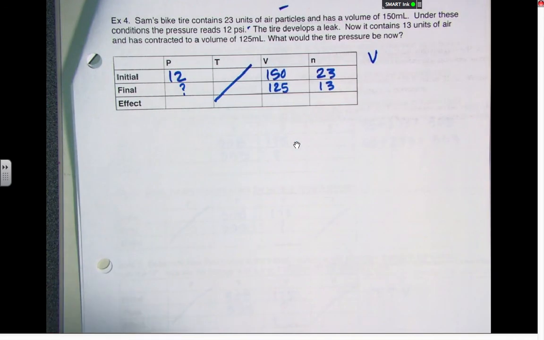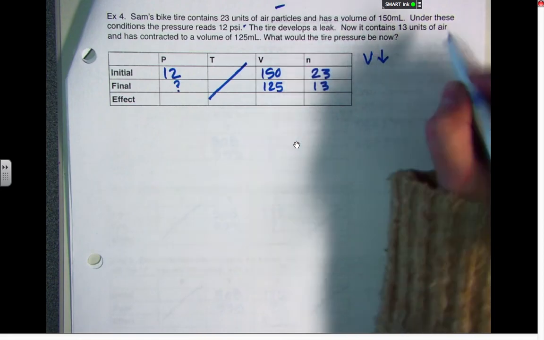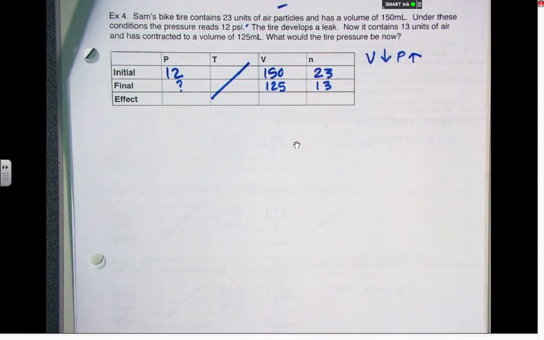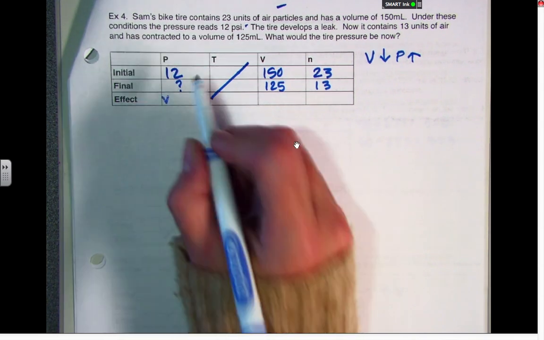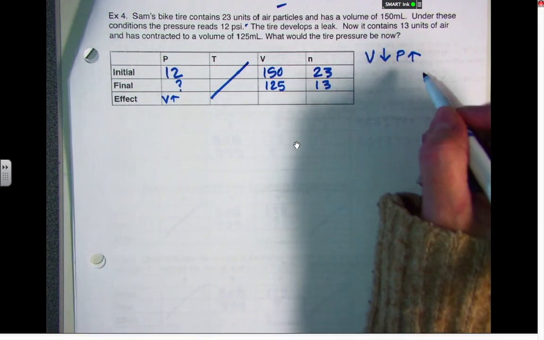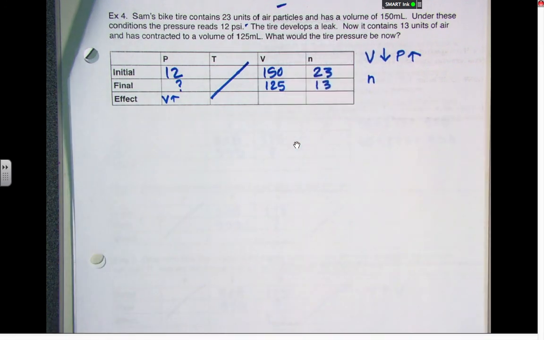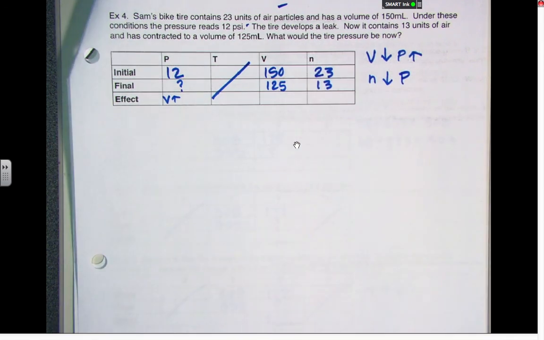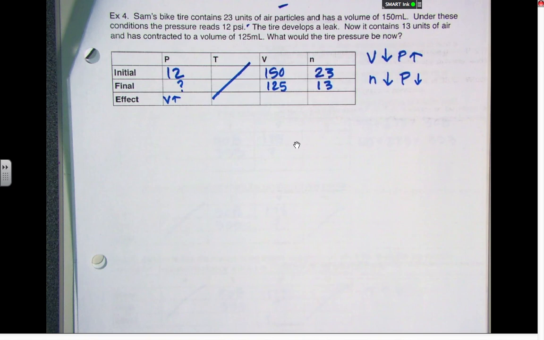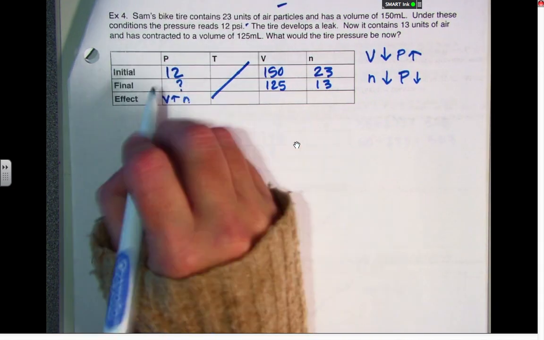So we look at what our volume did. So volume, did it go up or go down? It went down. So what do we expect the pressure to do? We expect the pressure to have an inverse relationship, so we expect the pressure to go up. So that means when I set up the fraction with the volume, I have to put the larger number on top. Our number of particles, what did they do? They went down as well. In relationship to pressure, pressure and number of particles have a direct relationship, so we expect that if our number of particles goes down, our pressure goes down. So N has a down arrow.